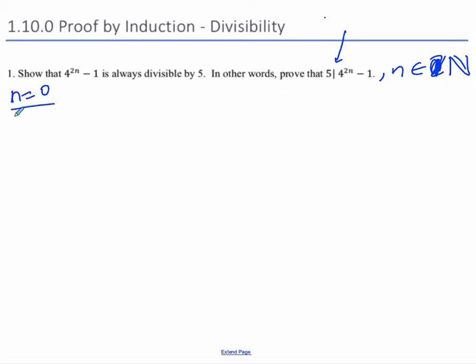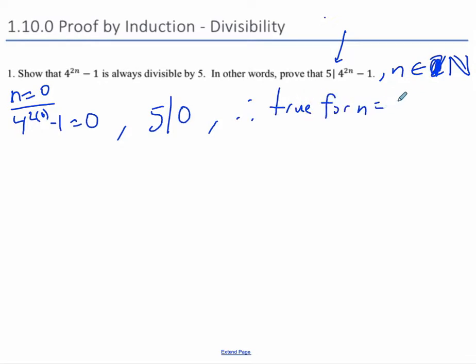For n equals 0, we have 4 to the power of 2 times 0 minus 1, which equals 0. And 0 is divisible by 5. So therefore it's true for n equals 0.